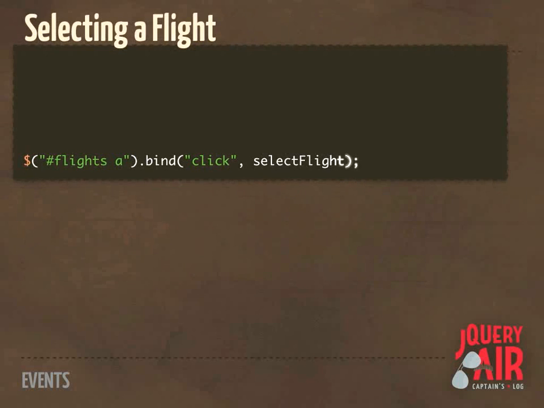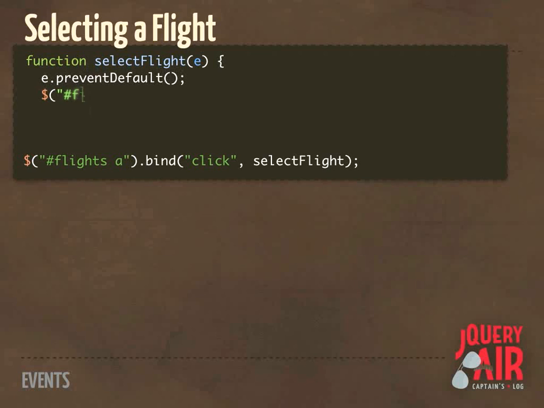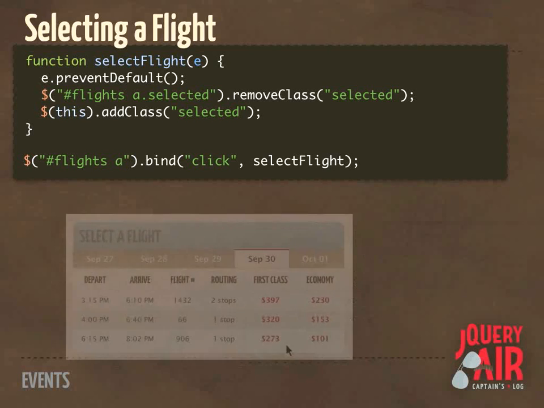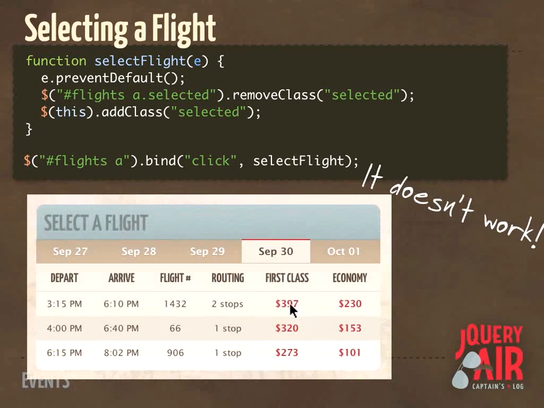So here we're going to bind on the click action. It's going to call the select flight function. Inside of the select flight function, we're going to prevent default. We're then going to remove the selected class from the one that's currently selected. Then we're going to add the selected class to the one that we just clicked on. If we jump into our browser and try this out, we'll notice that it doesn't seem to work. We're clicking on stuff and nothing's getting highlighted.